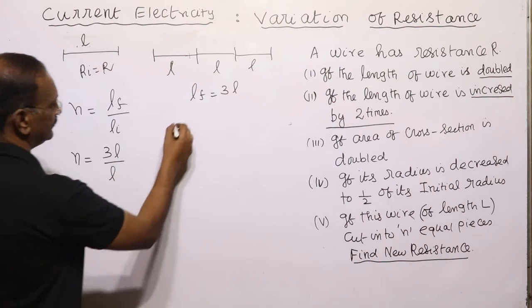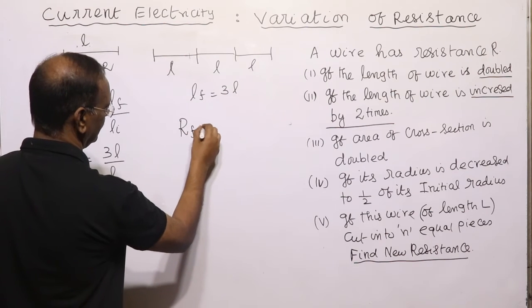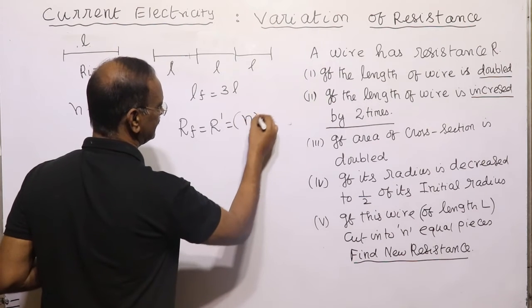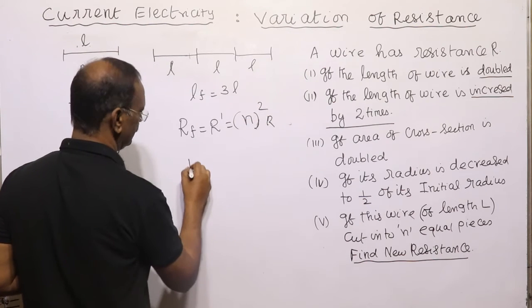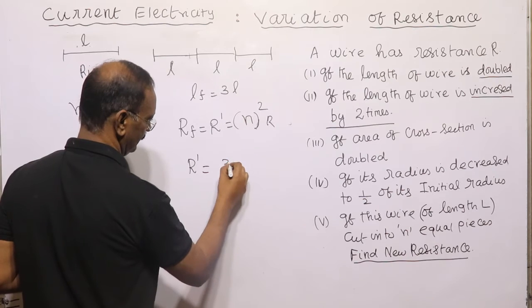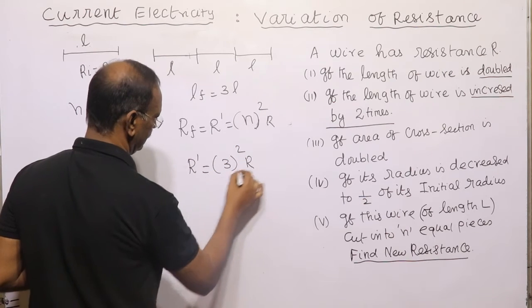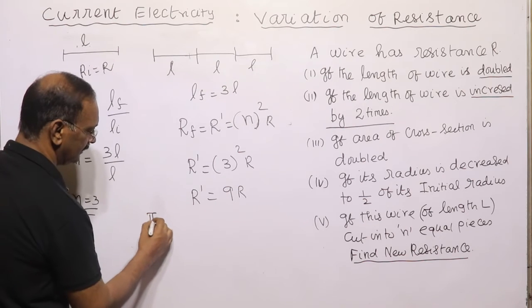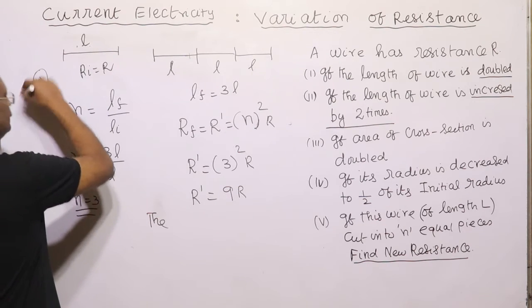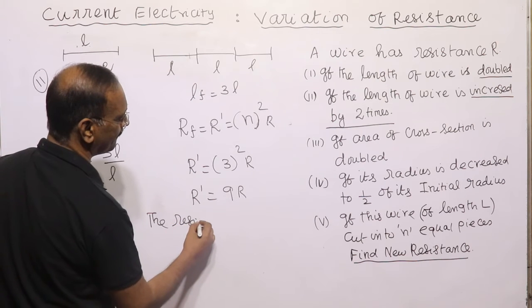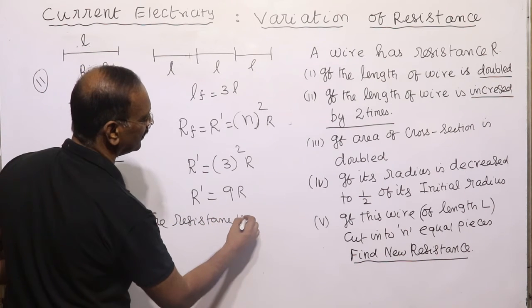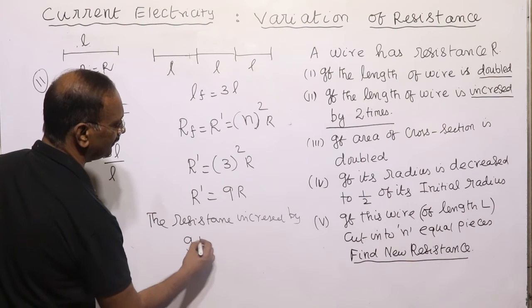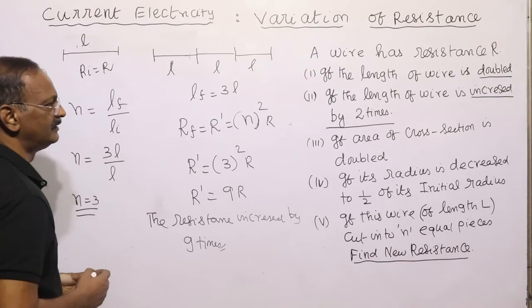It means the final resistance R final, which is R dash, is equal to N square into R. Therefore, final resistance R dash is equal to 3 square into R. So R dash is equal to 9 times R. This is for the second question. The resistance is increased by 9 times.